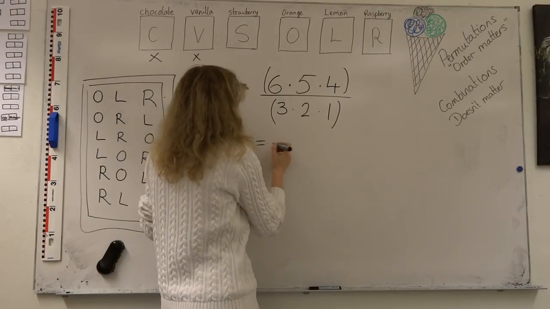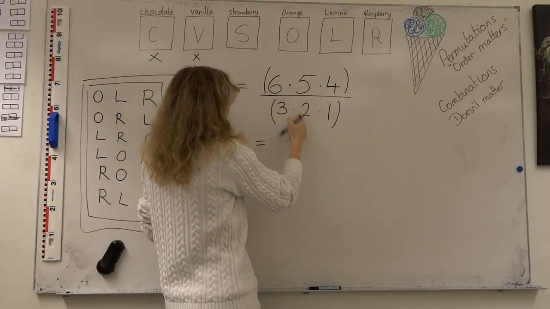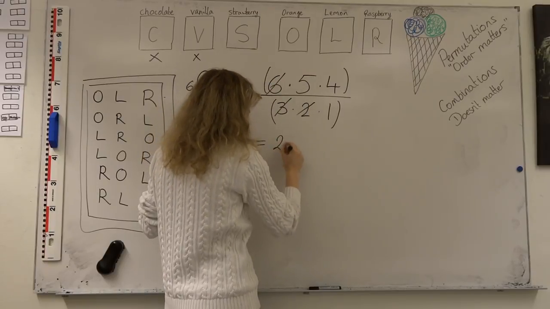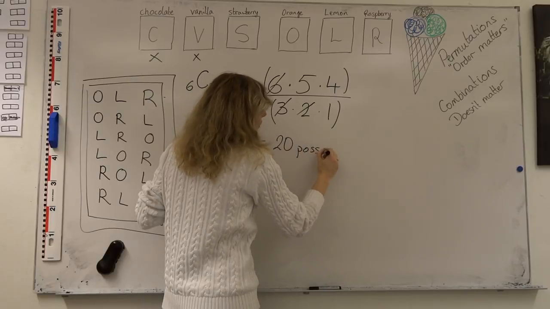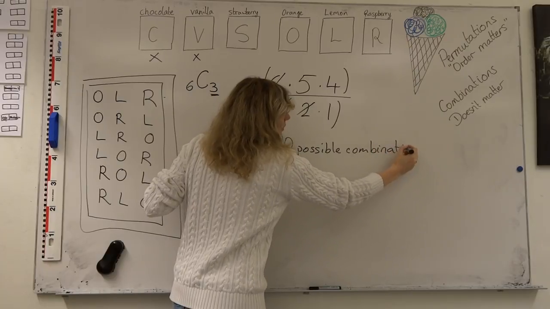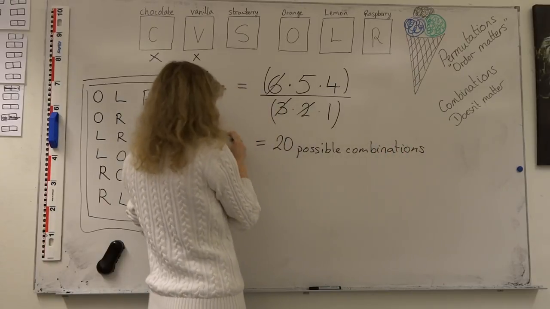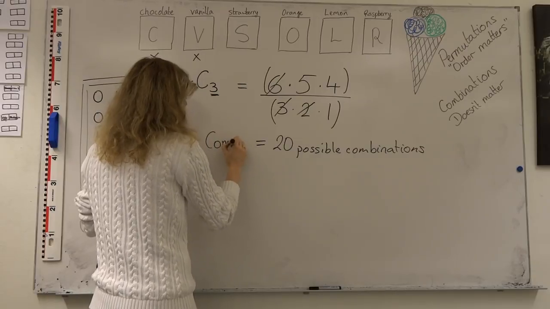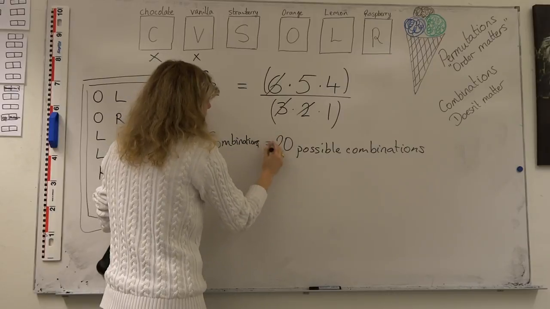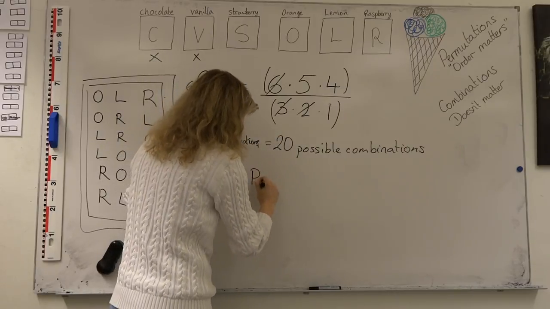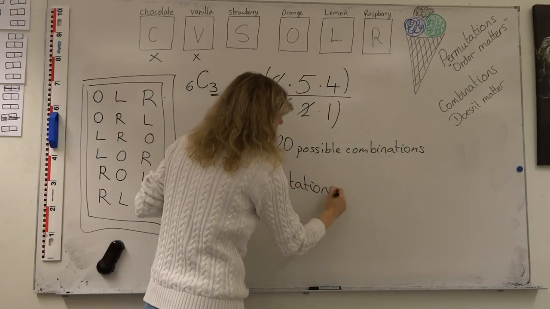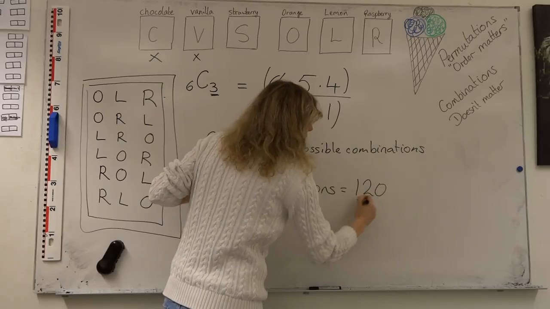So what would this end up being? Well, 3 times 2 is 6, and I have a 6 up here. So I would have 20 possible combinations. Compared with, so combinations would be 20. Compared with what we had as permutations, which if you remember from the last video, that was 120.